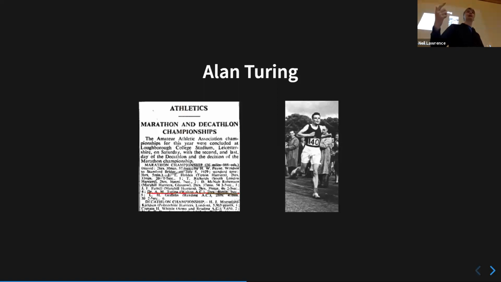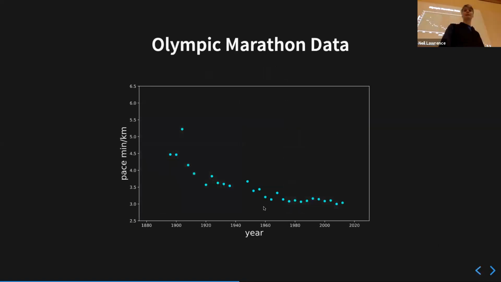He didn't actually get selected for the 48 Olympics, but he was a crazily good runner, particularly for the time. So he's around here, and he'll be up here somewhere in 1948. You could ask the question, what's the probability that Alan Turing would have won the gold medal in the Olympics? You can do it by regression, because you can create a function of the gold medal time over this, and you can use a Gaussian process. So that's what we're going to do.